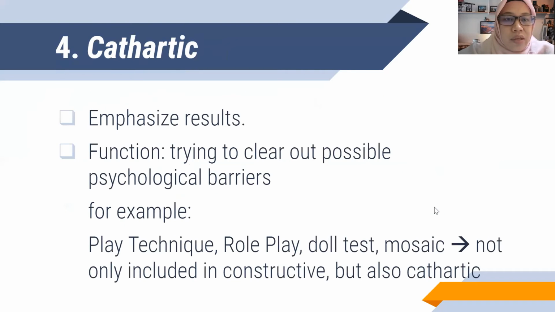And then the fourth is the cathartic, emphasizing results. The function is trying to clear out possible psychological barriers or burdens. For example, it is widely known that play therapy, the play technique, can help individuals with emotional disturbances or emotional inhibitions to express their emotional state at that moment. So it can be revealed during the process of this technique when it is applied to him or her.